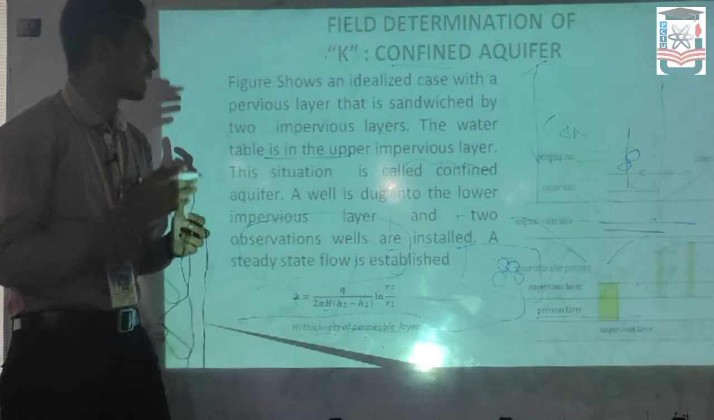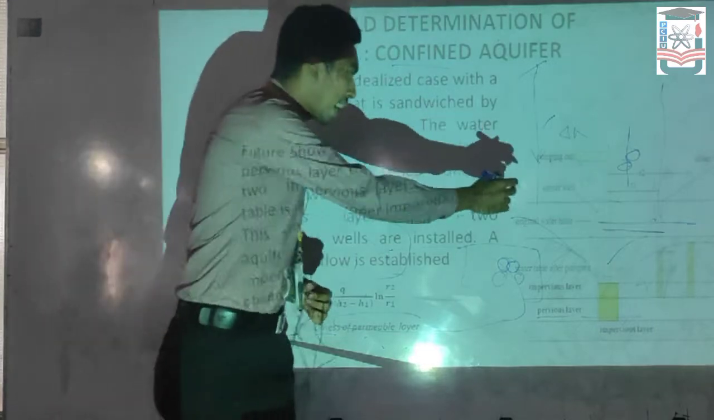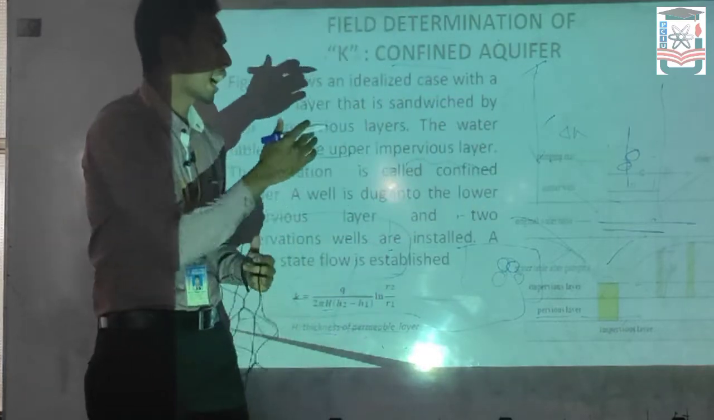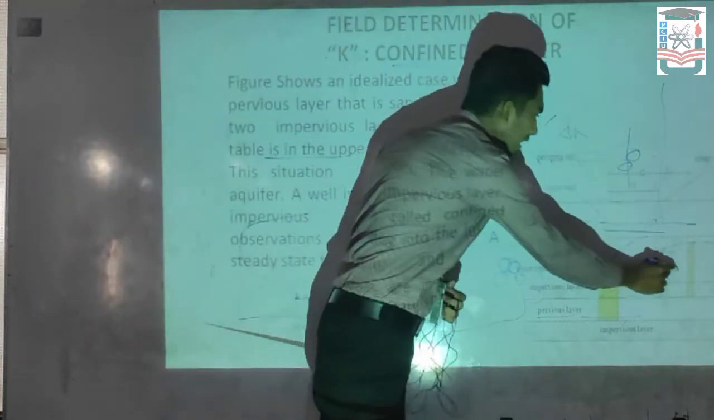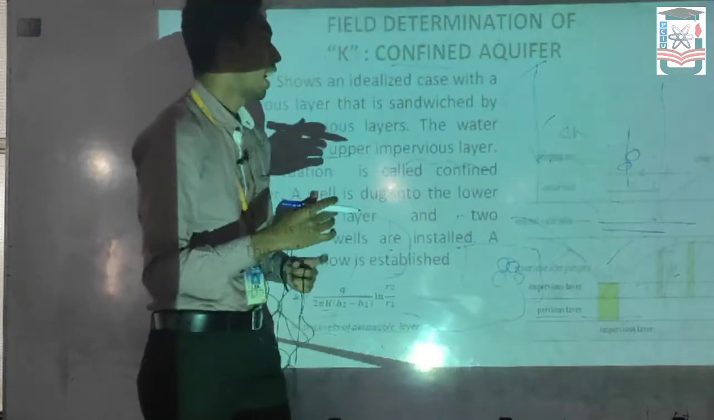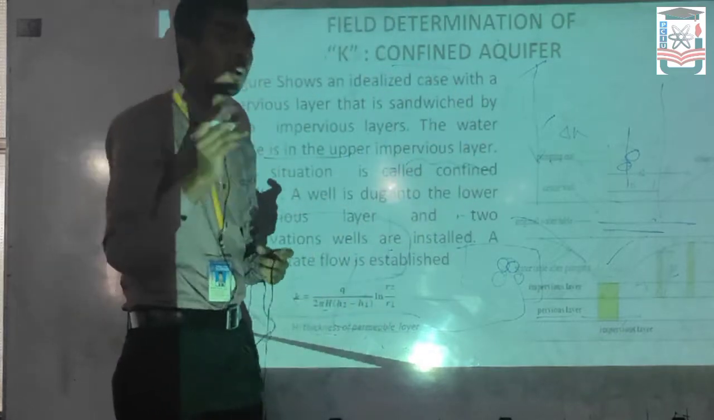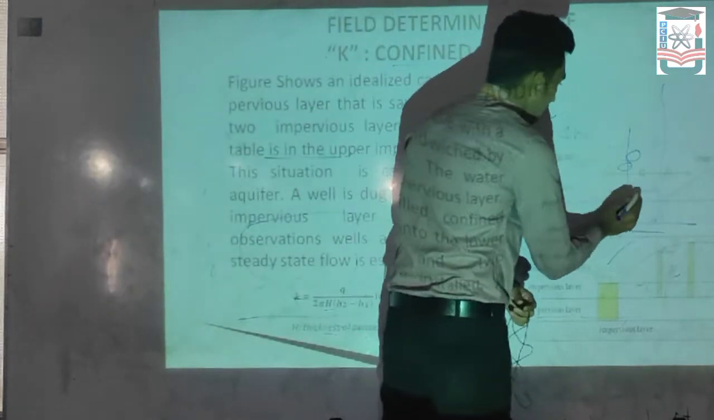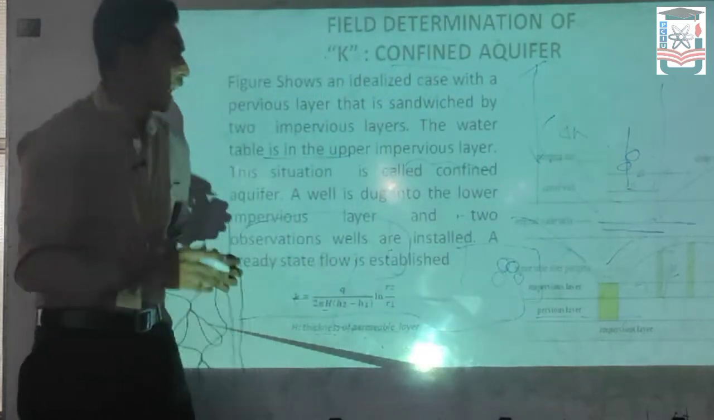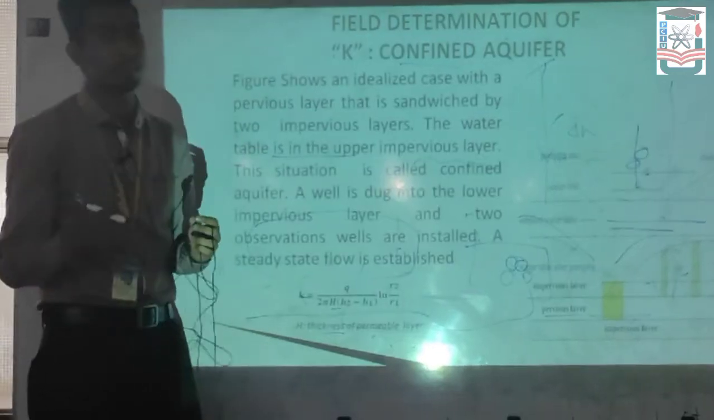The rest of the process is the same as for the unconfined aquifer. As my friend Tushar Barua said, the height will decrease. The decreased height is h1 from h2, and the influence radius will also decrease. Before pumping it is R2, and after pumping it is R1. If we put the values in this equation, then we can find the value of K.